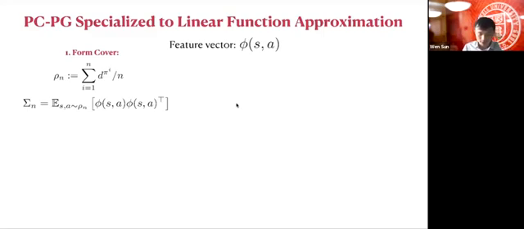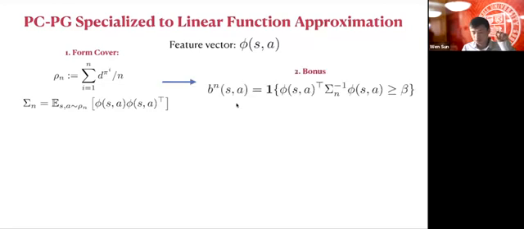So again, we're going to form this policy cover. We have this average state action distribution, and this time, we're just gonna maintain a covariance matrix using our feature. Here, sigma n is basically representing the uncentered covariance matrix of my policy cover's state action distribution. And now I'm going to design a reward bonus such that for any state action pair whose feature does not align with large eigenvectors of this covariance matrix, I will give it a reward bonus. Okay?